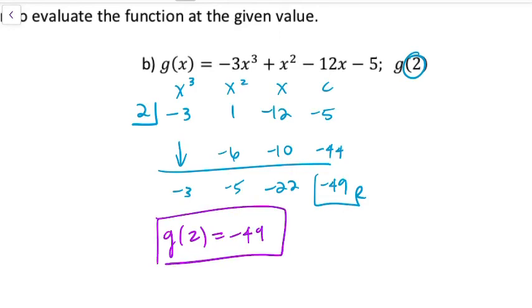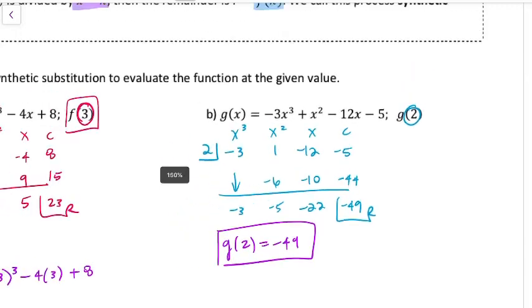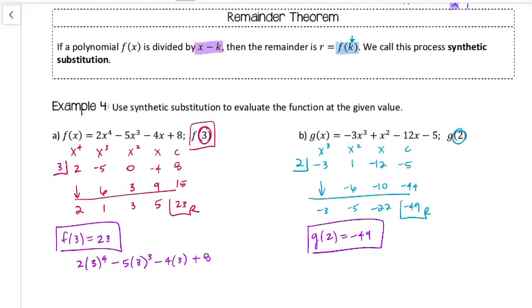So notice that we could have done polynomial long division for everything that we did today. However, we saved ourselves a lot of time and effort and grief by doing our synthetic substitution and synthetic division.